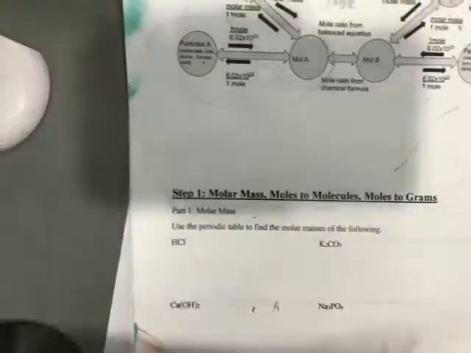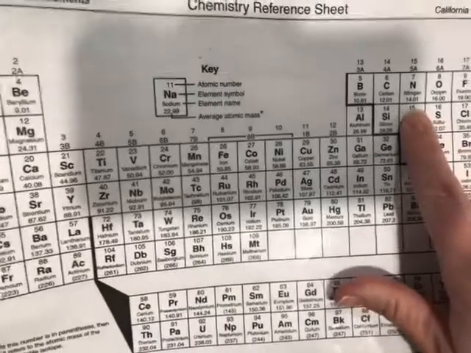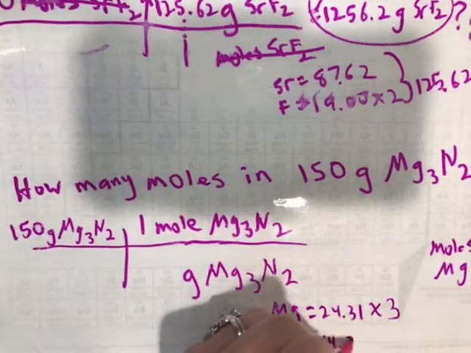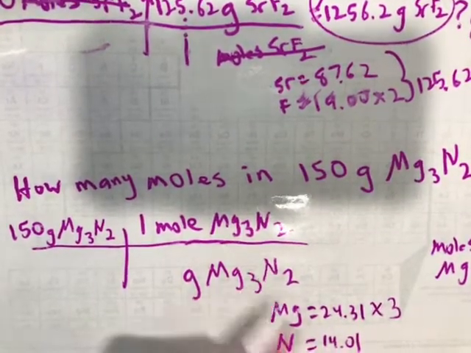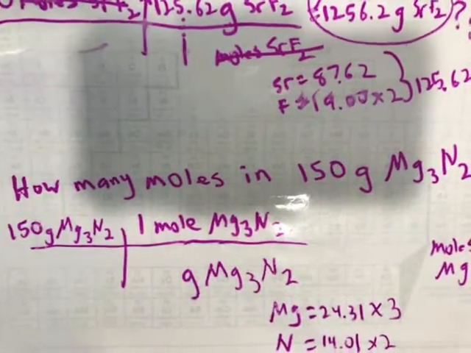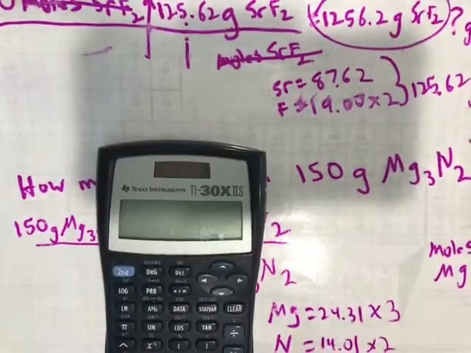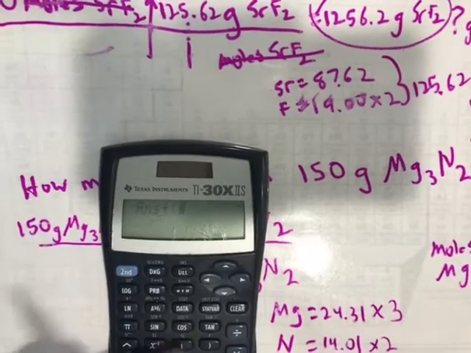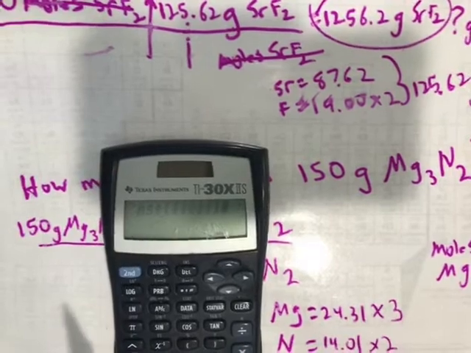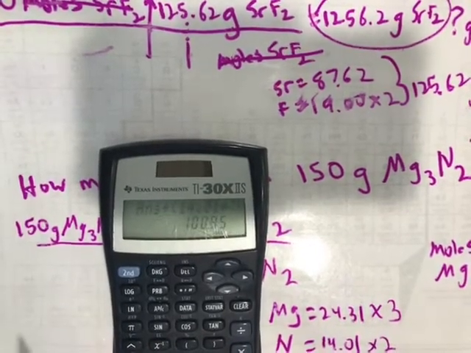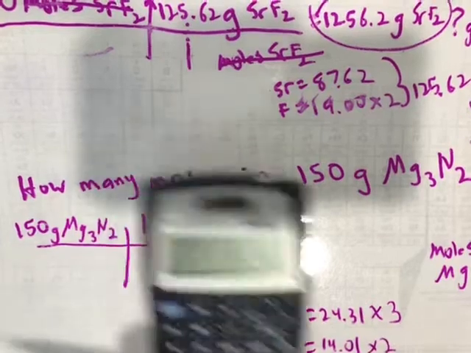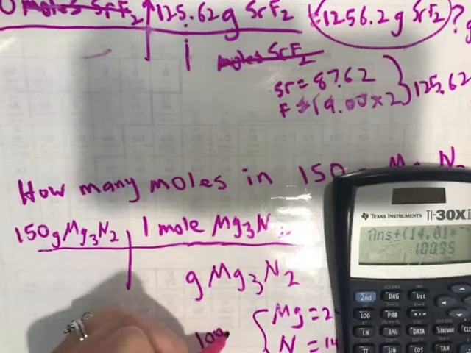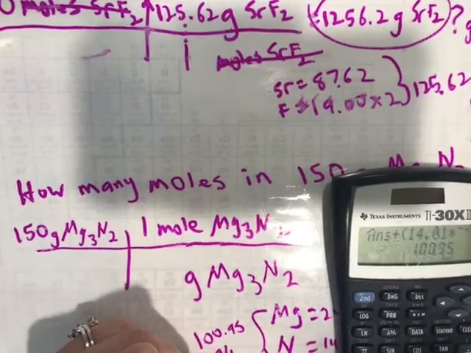Now let's look up our value for nitrogen. Here's nitrogen, 14.01. Same thing, I need to factor in my 2 here, so I need to multiply that by 2. So I've got 24.31 times 3, and then I'm going to add to that 14.01 times 2. Obviously, you'll figure out how to do that in your calculator. So this whole business equals 100.95 grams per mole.